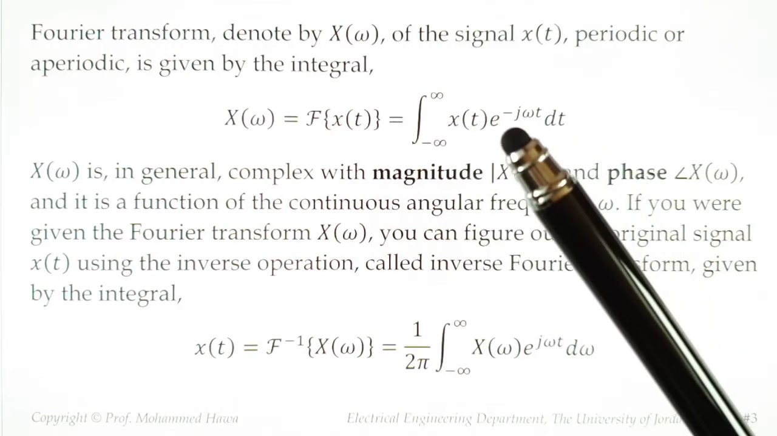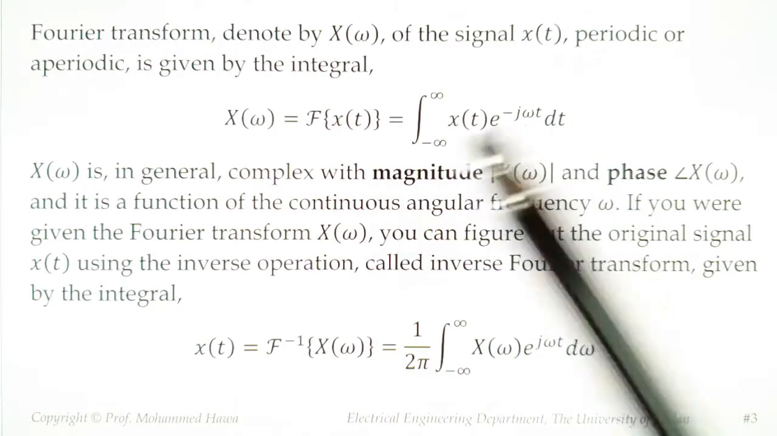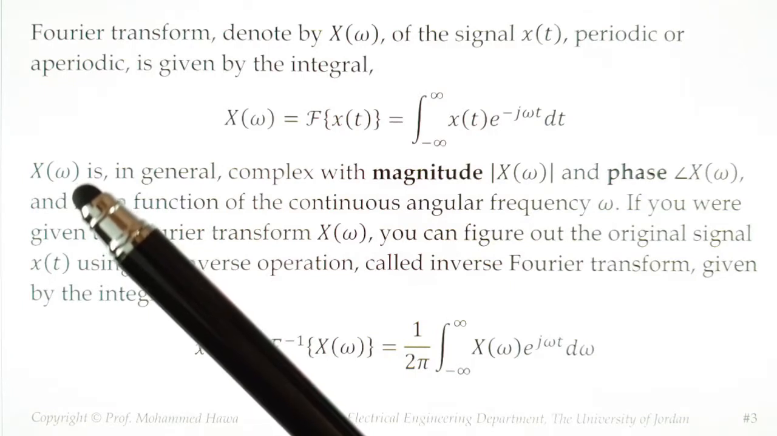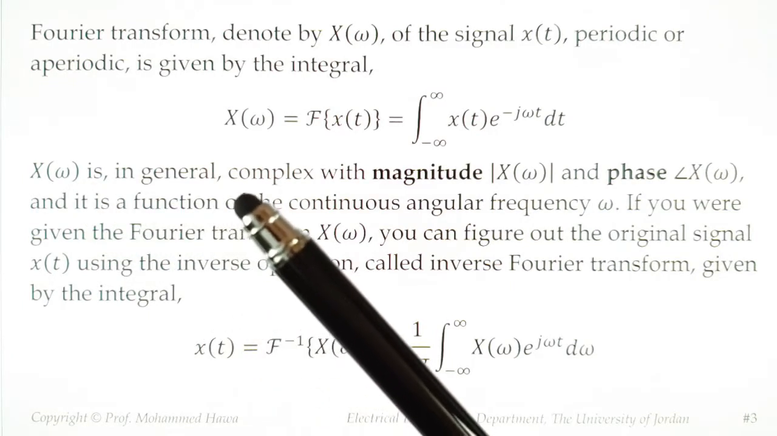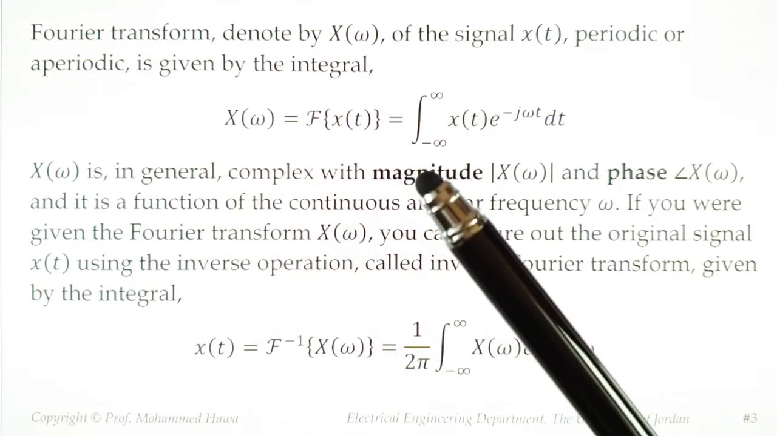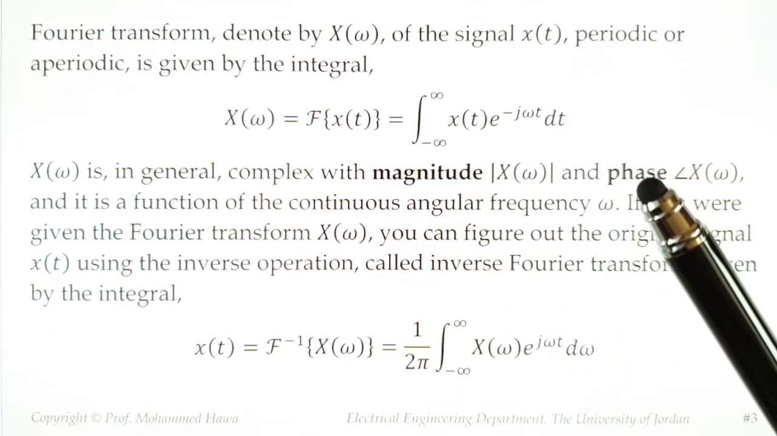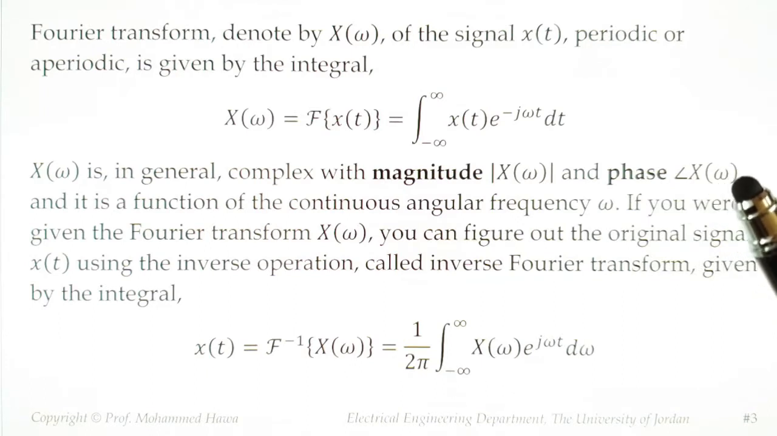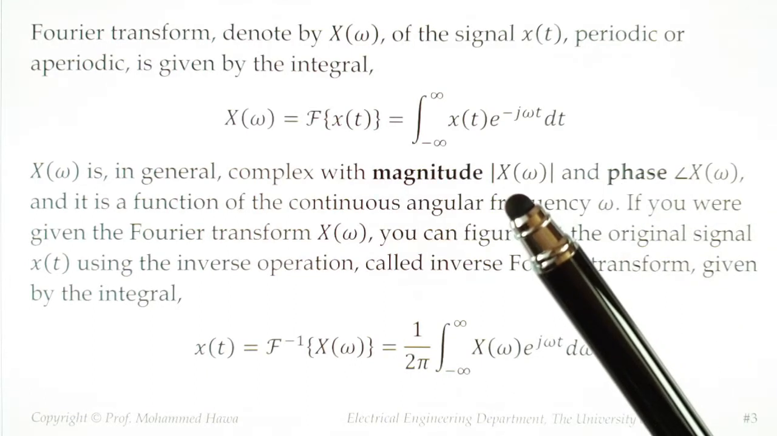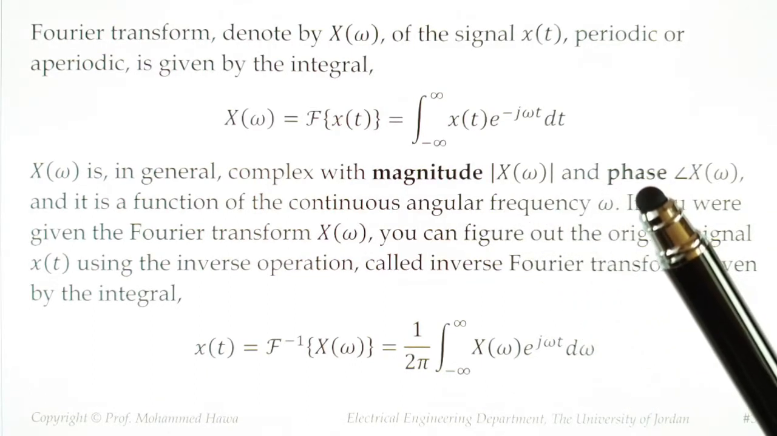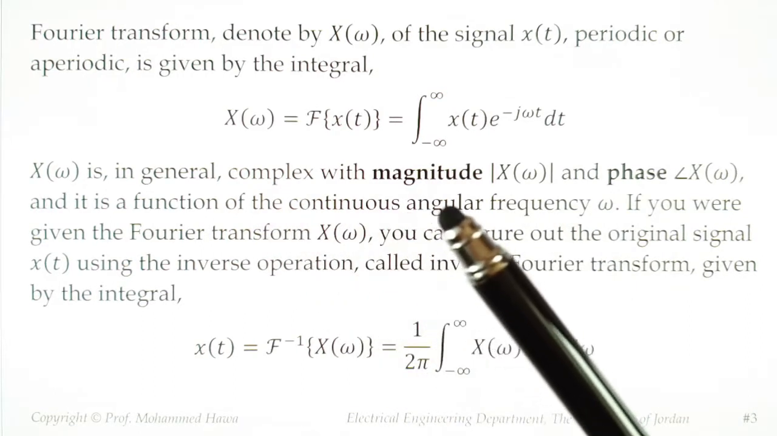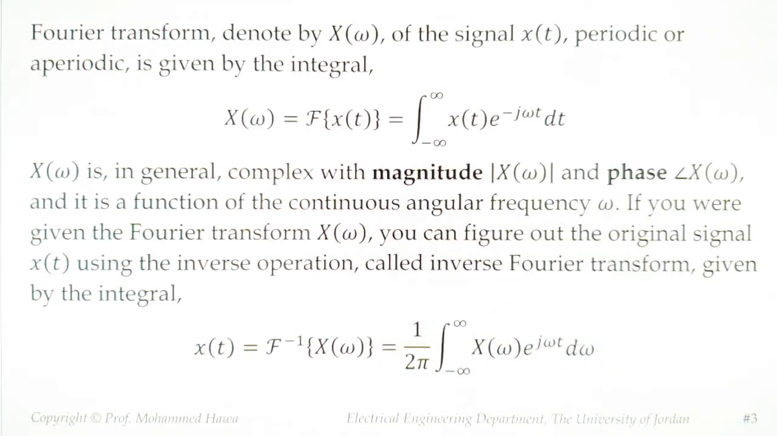Notice that I'm using the complex number j here, and that's why X of omega, the result, the Fourier transform, is in general a complex number. It has a magnitude, the absolute value of X of omega, and it has a phase or angle, the angle of X of omega. Both the amplitude and the phase of this complex number are functions of the continuous angular frequency omega, so they are the frequency domain representation of your signal x of t.